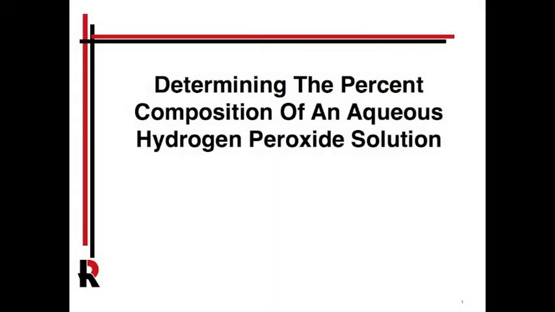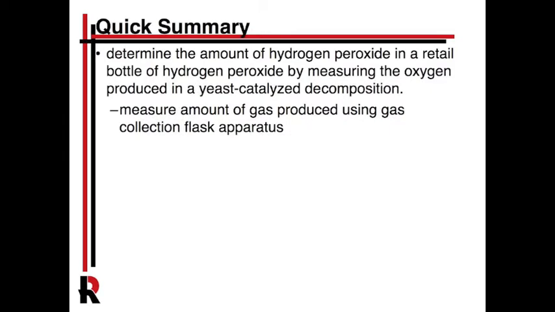So this video describes the lab determining the percent composition of an aqueous hydrogen peroxide solution. Generally, the lab is the catalyzed decomposition of hydrogen peroxide by yeast. You're going to take hydrogen peroxide just from a retail bottle, and you're going to add baker's yeast. Baker's yeast has an enzyme, catalase, which can decompose hydrogen peroxide. It takes 2 moles of hydrogen peroxide and converts it into 2 moles of water and a mole of O2.